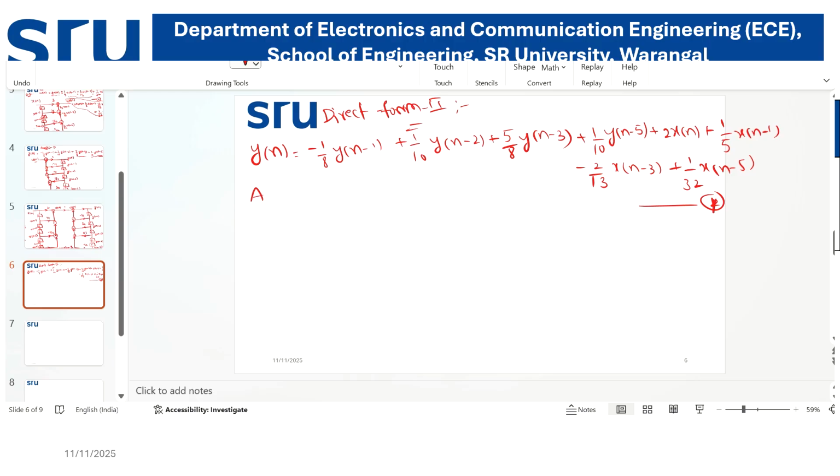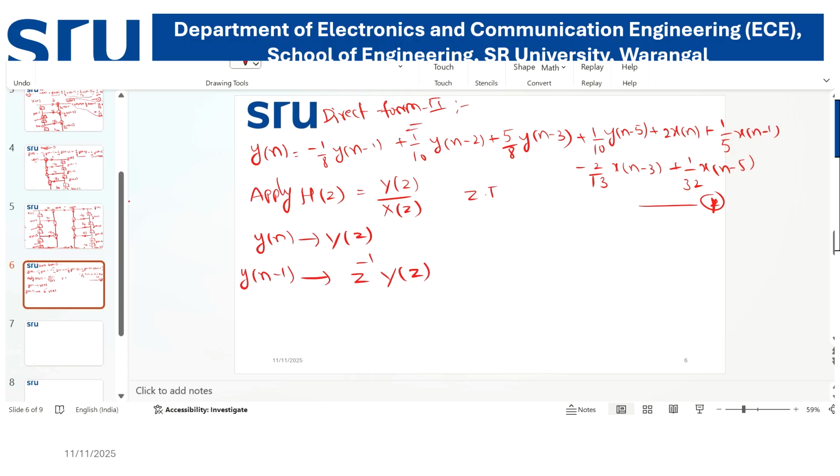Now apply the Z transformation to get our transfer function. So transfer function is Y(z) by X(z). So apply Z transform on both sides. Whenever you are applying the Z transformation on both sides, y(n) becomes Y(z) in terms of z domain. So y(n-1) becomes, the delay is z^-1 into Y(z). Suppose y(n-5), then the delay is -5, z^-5 into Y(z).